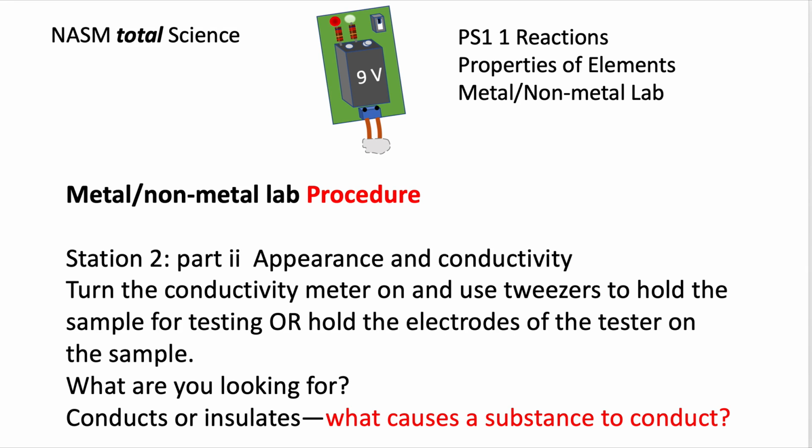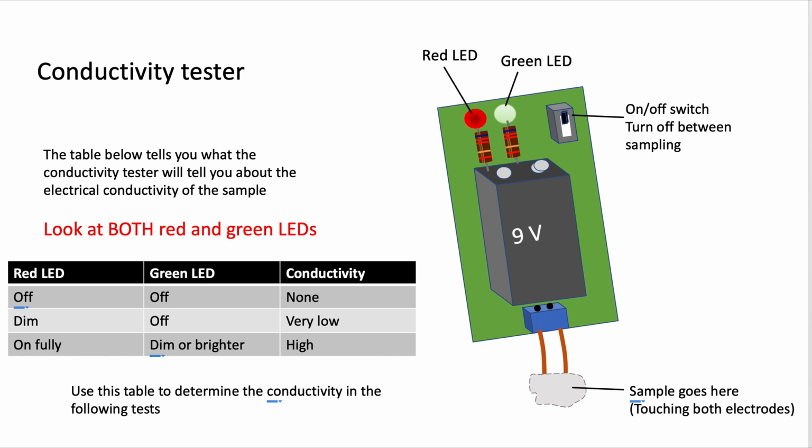It's a conductivity meter which needs turning on. Use tweezers to hold the sample or hold the electrodes of the tester on the sample. And what are you looking for, whether it's a conductor or an insulator, and what causes a substance to conduct? So you're looking again there at really the electron configuration and the valence electrons.